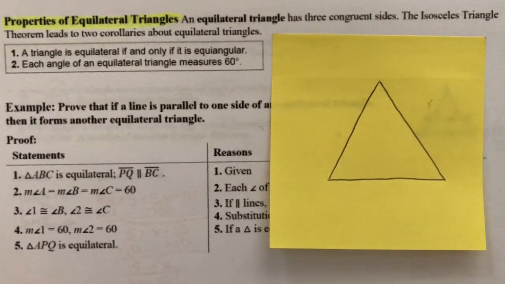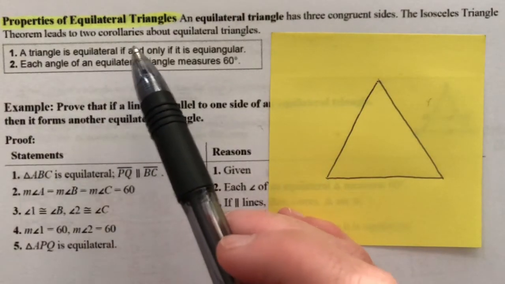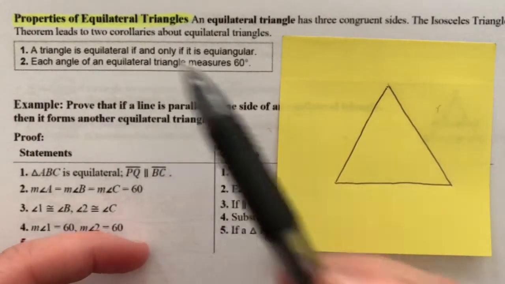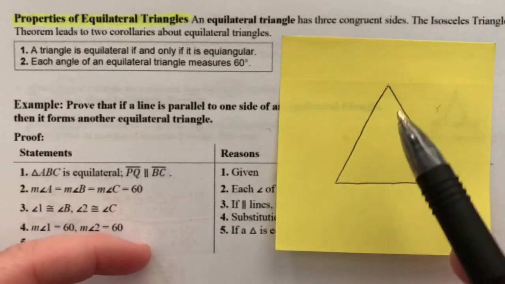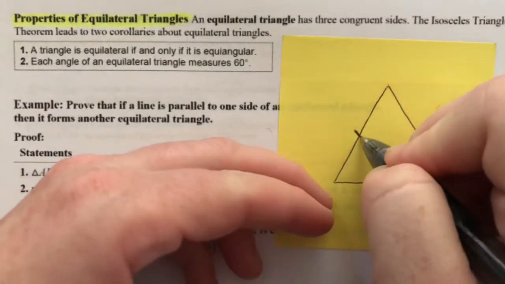All right, this is a continuation of lesson 4.6 on equilateral and isosceles triangles. The first video was on isosceles triangles, and this part 2 will focus on equilateral. So an equilateral triangle is a triangle with 3 sides that all have equal measure.